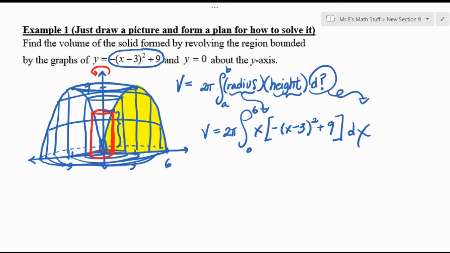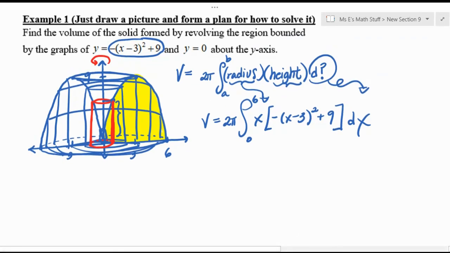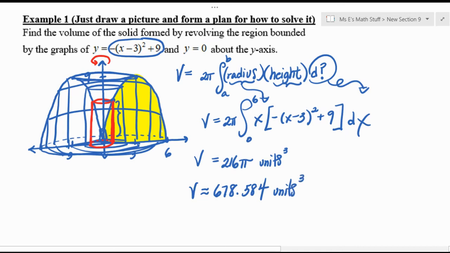Okay, so I did the integral. I got 108. I'm going to multiply it by the 2 that's in front there. I get 216 pi. It's volume, so let's say units cubed. And then let's have that habit of multiplying pi in as well. And so you'd get approximately 678.584 cubic units. There we go. All right, my friends, I hope that makes sense.